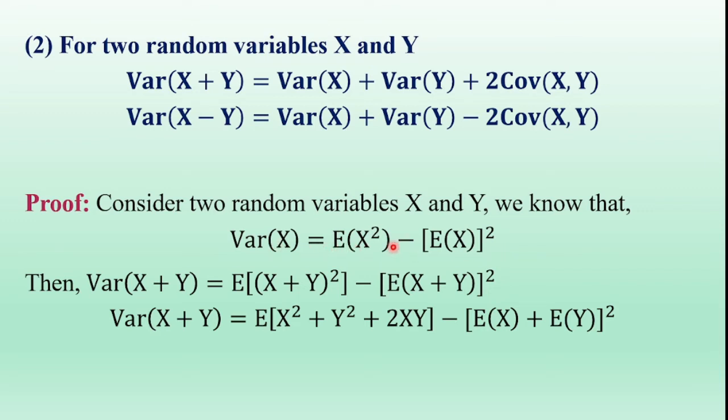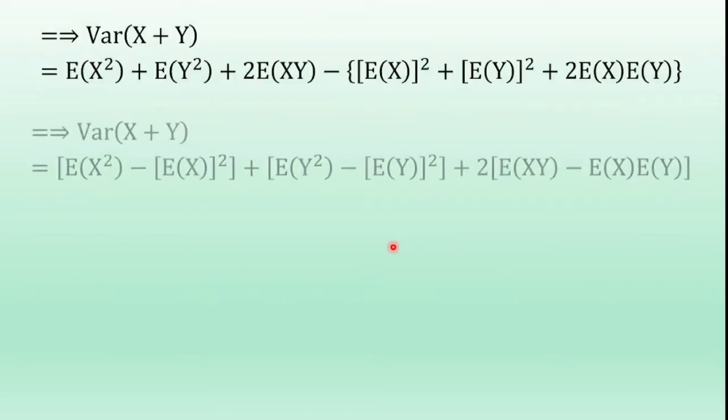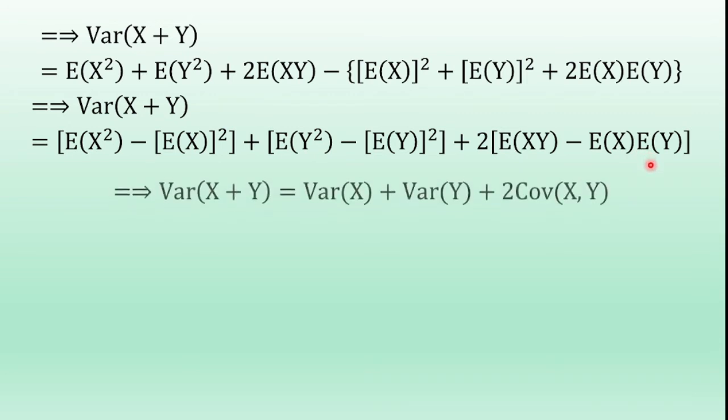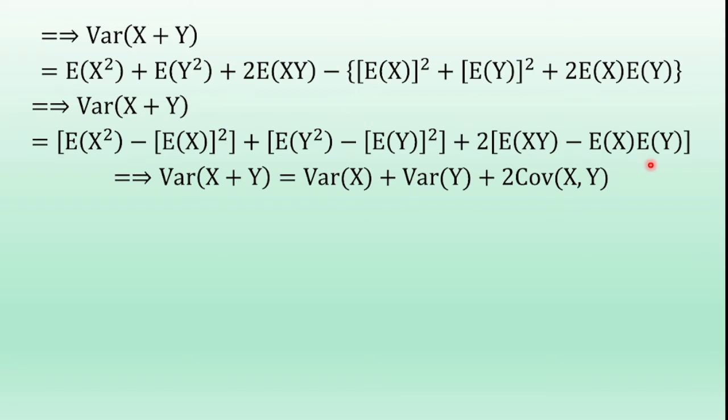Using this expression, the RHS term of this equation, this within the bracket term is variance of X, and this within the bracket term is variance of Y. So 2 into this within the bracket term is covariance of X comma Y. Therefore, variance of X plus Y is equal to variance of X plus variance of Y plus 2 covariance of X comma Y.